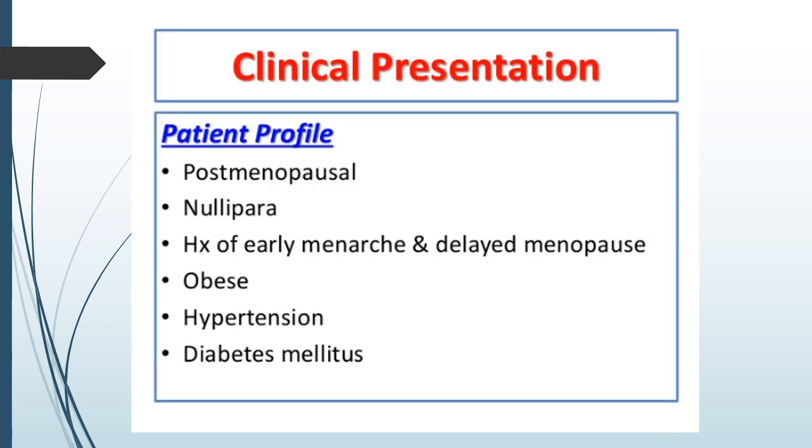How does it present? Patient profile. This is a disease of postmenopausal women, so most of the ladies present with postmenopausal bleeding. Postmenopausal bleeding is a red flag symptom for gynecological cancer, and it should always be taken very seriously. Other things are nulliparity, history of early menarche, late menopause, and then an obese patient, then history of hypertension and diabetes. These are all risk factors which we have to ask a patient about while we are suspecting endometrial carcinoma. In all patients having this type of history, we should suspect a possibility of endometrial carcinoma.